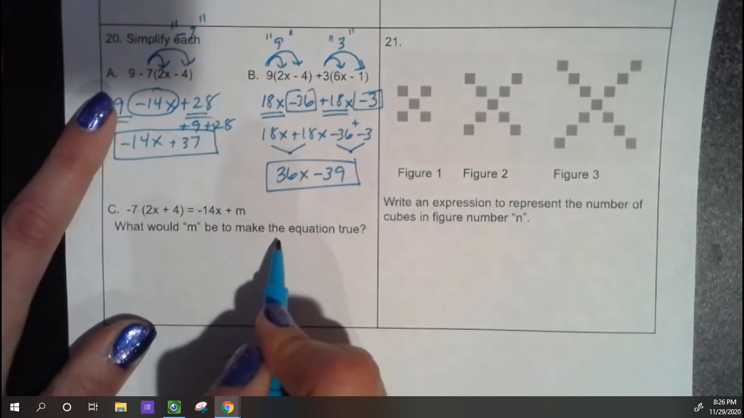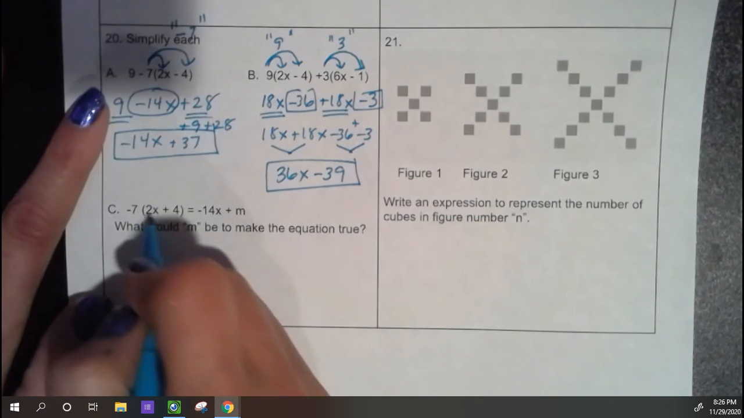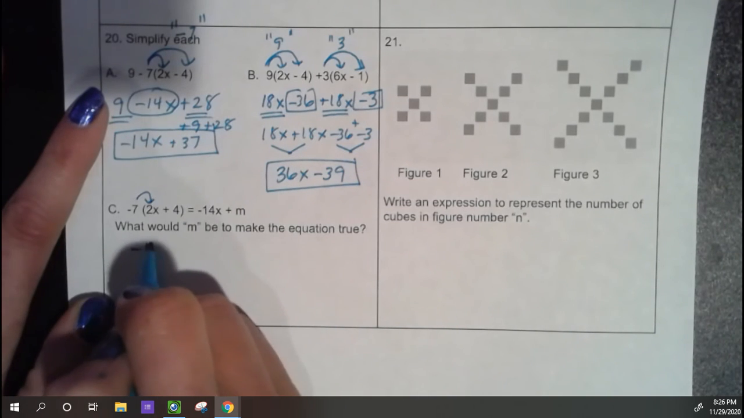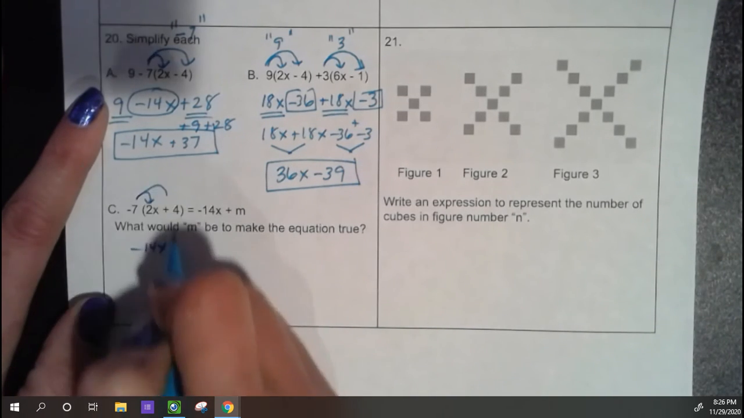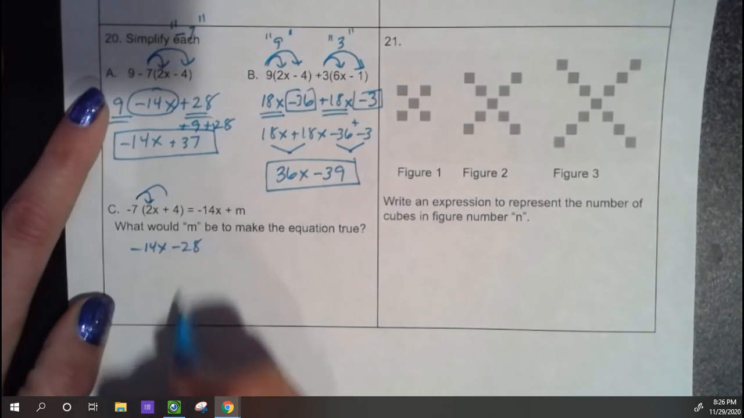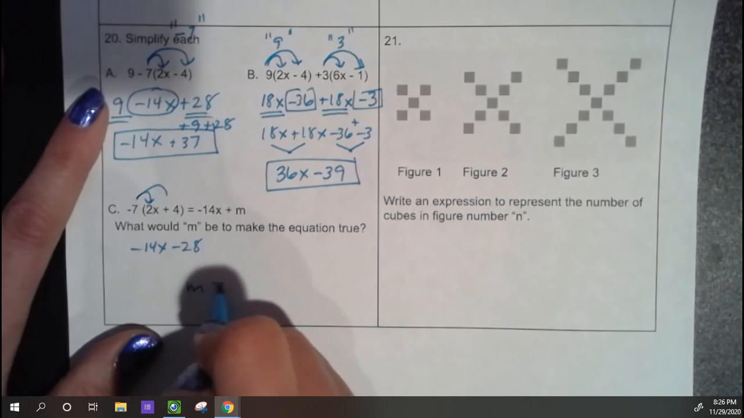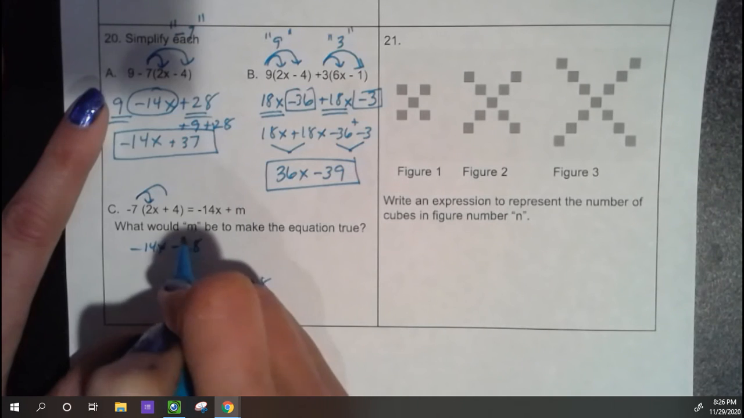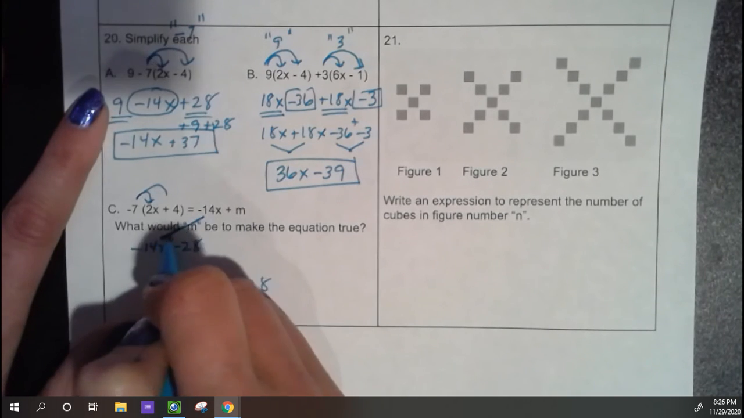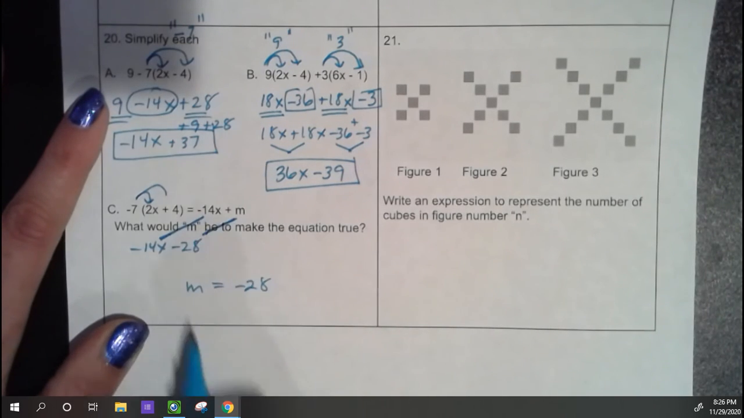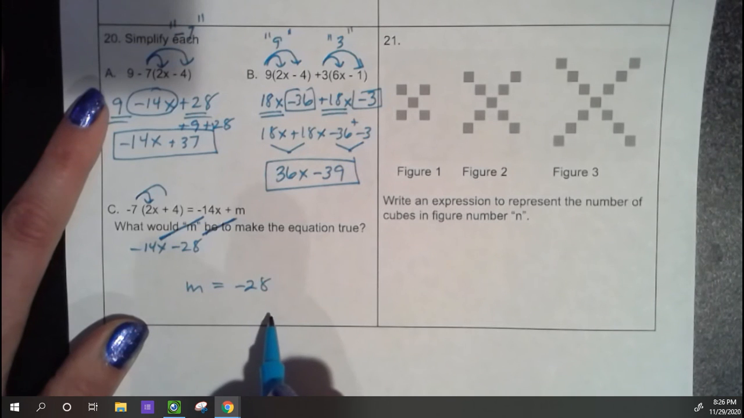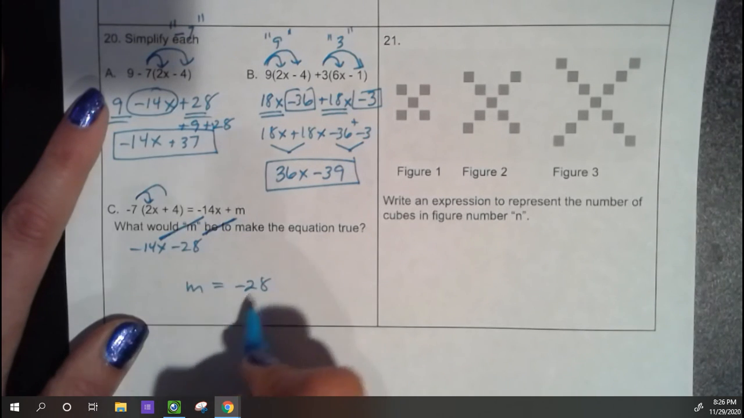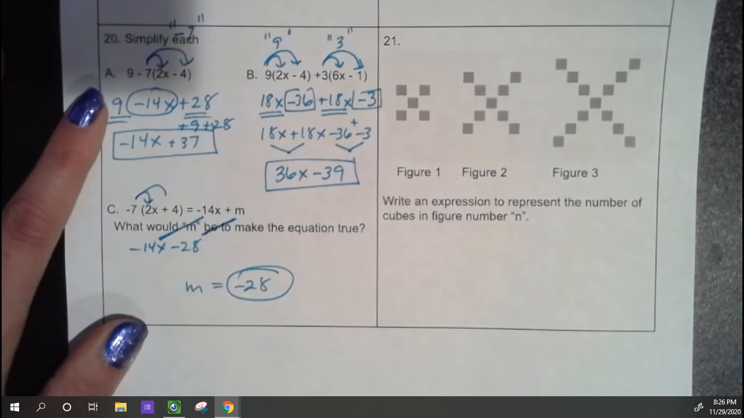What would m be to make this equation true? Well, let's see. If I distribute that, that would give me negative 14x, and that would give me negative 28. So the m here would need to be a negative 28. These match, but this here is a 28 that happens to be negative. So that m would need to be negative 28 for those to match up.